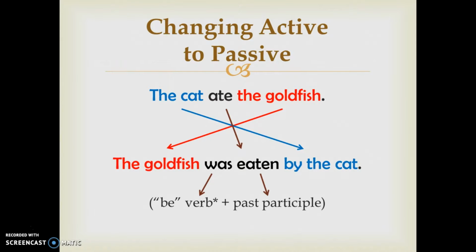Now, looking at the verb, you can see that it's made up of two parts. We have the be verb, in this case was, and then we have the past participle of eat, which is eaten. So that be verb is taking on the verb tense from the active sentence. You can see the active sentence is in simple past tense. So now our be verb will take on that simple past tense change and become was. The past participle will always stay the same as it is a past participle. That be verb will be what shows us the verb tense in our passive sentences.